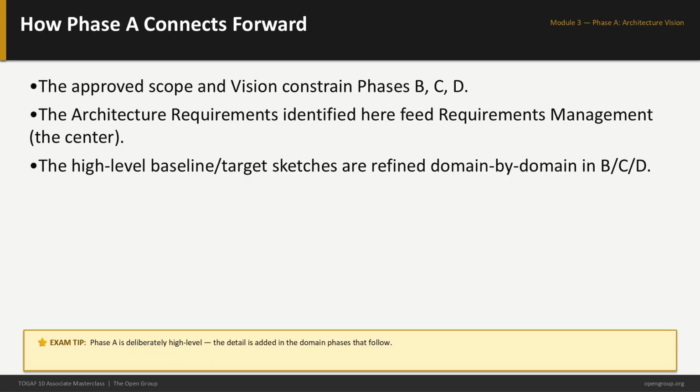Before we summarize, let's see how phase A hands off. The approved scope and vision act as constraints on phases B, C, and D. They keep the detailed work bounded and aligned. The architecture requirements identified here flow into requirements management, that process at the center of the cycle. And the high-level baseline and target sketches you produced get progressively refined, domain by domain, in the phases that follow.